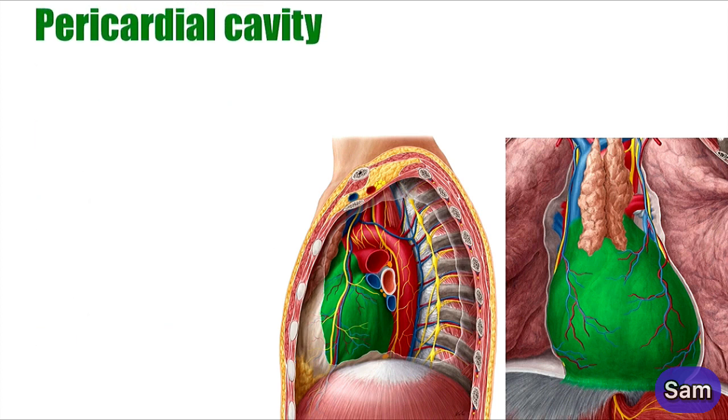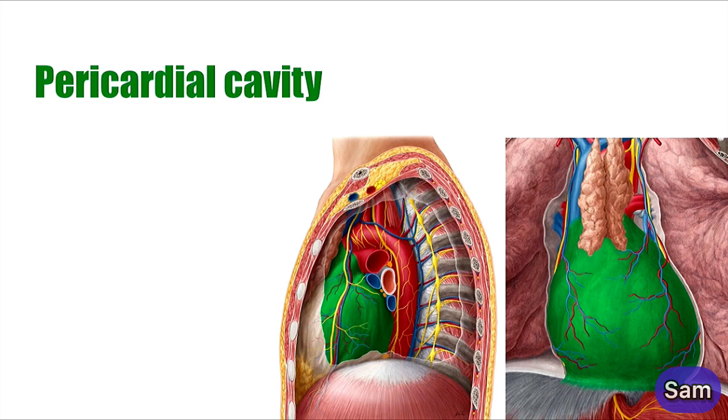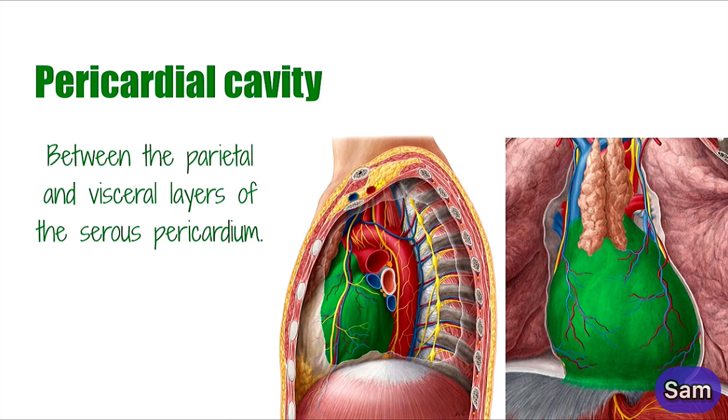The pericardial cavity is the potential space created by the pericardial reflection between the parietal and visceral layers of the serous pericardium, and this is where the thin film of pericardial fluid is kept, allowing for the two surfaces to be lubricated and rub against one another without any friction.